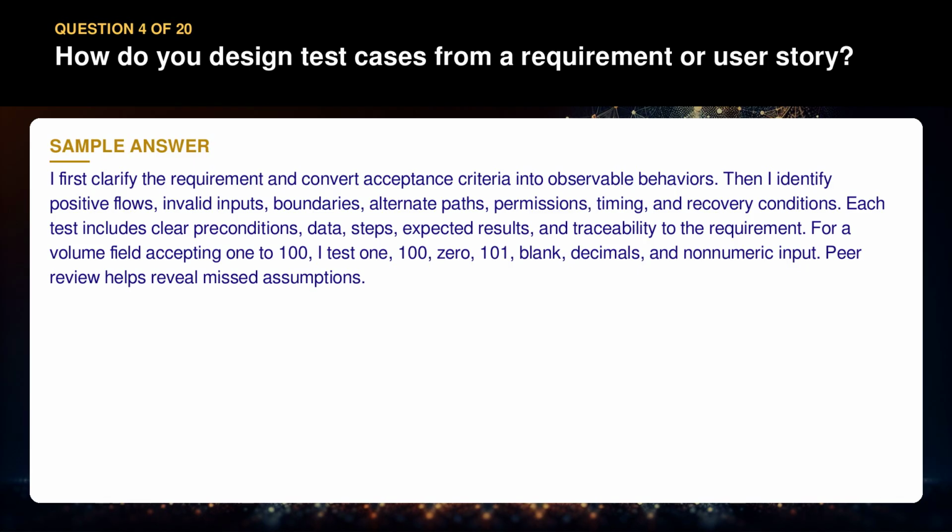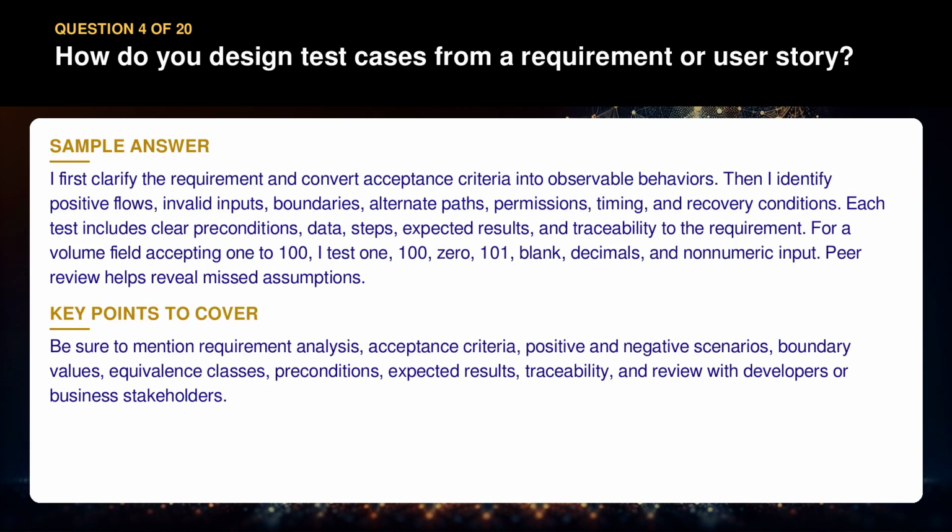For a volume field accepting 1 to 100, I test 1, 100, 0, 101, blank, decimals, and non-numeric input. Peer review helps reveal missed assumptions. Be sure to mention requirement analysis, acceptance criteria, positive and negative scenarios, boundary values, equivalence classes, preconditions, expected results, traceability, and review with developers or business stakeholders.